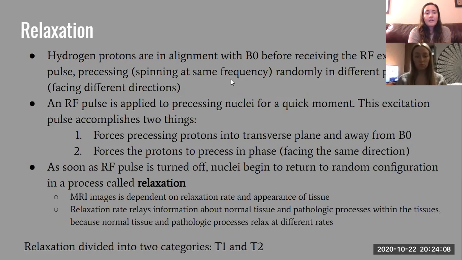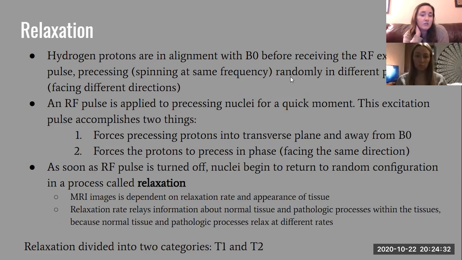Relaxation. Hydrogen protons are in alignment with B0 before receiving the RF excitation pulse, precessing or spinning at the same frequency, randomly in different phases, or facing different directions. An RF pulse is applied to precessing nuclei for a quick moment.